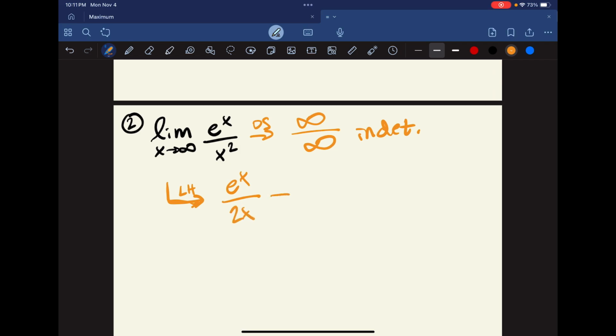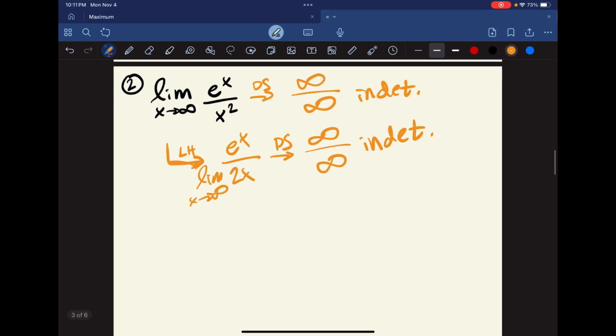And then we can try direct substitution again. This is still the limit as x approaches infinity. Make sure you're rewriting your limit signs at each step. So we try direct substitution again. E to the infinity is still infinity, and 2 times infinity is still infinity. So again, we get an indeterminate form. So sometimes with these L'Hopital's rule problems, you'll need to use the rule multiple times in order to get the result.